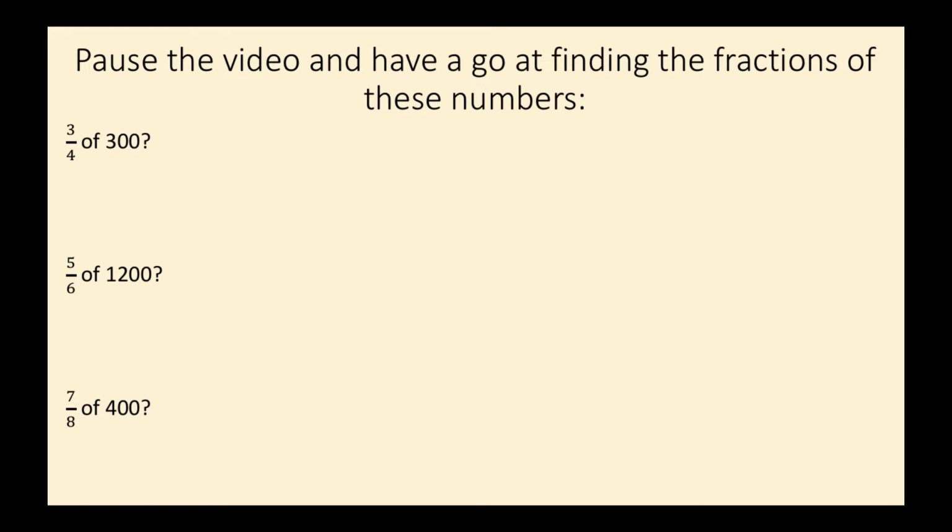Okay, if you've paused the video, let's go through these. The first one is 300 divided by 4 and then times by 3, which is 225. The second one, 1,200 divided by 6 and then times by 5 gives us 1,000. And 400 divided by 8 times by 7 is 350. Well done. Again, if you're not great with your division, there will be future videos on that.